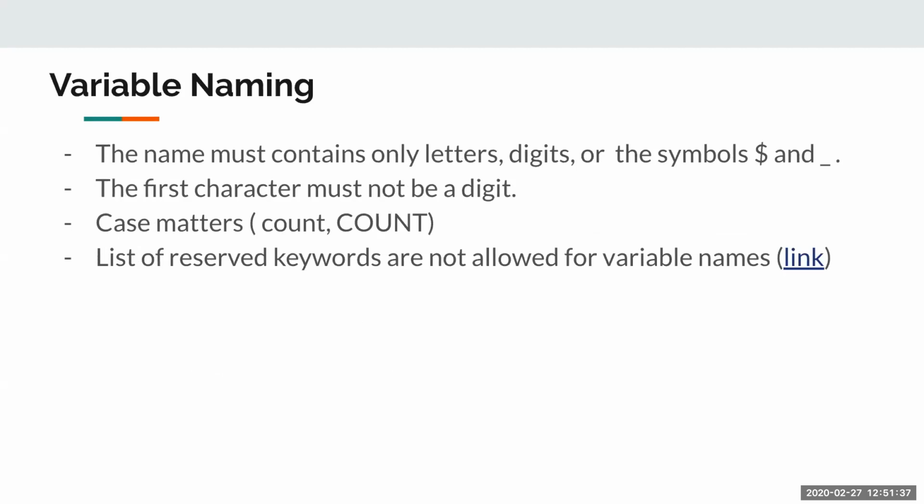Variable naming: you can use alphanumeric values, $, and underscore. The first character should be a letter. It's case sensitive. There are some reserved keywords which you cannot use for variable names, like for, if, that sort of thing.